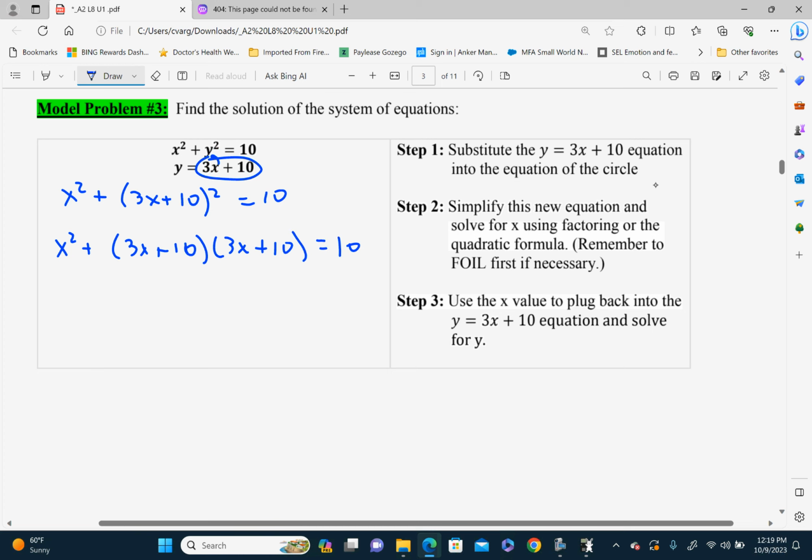So I'm just going to do it the longer way. So x squared plus 3x plus 10 times 3x plus 10, and that's equal to 10. I'm going to FOIL here. So 3x times 3x is 9x squared. 3x times 10 is 30x. 10 times 3x is another 30x, and 10 times 10 is 100.